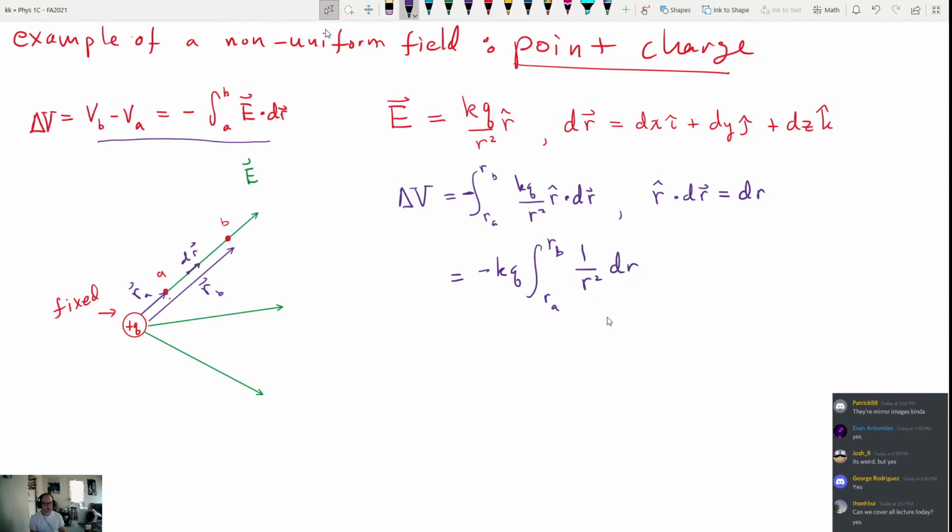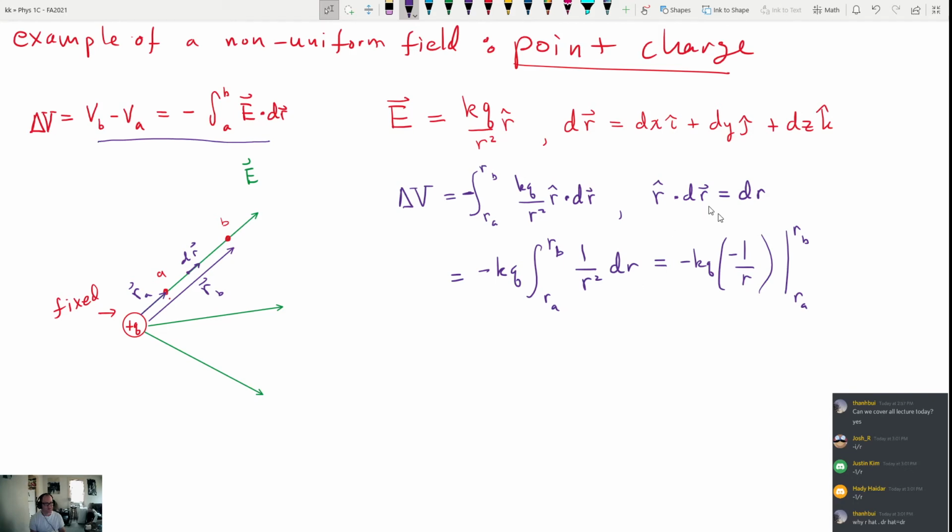What is the integral of 1 over r squared dr? What's that going to be? If I take the integral of 1 over r squared dr, what do I get? Natural log, sine, cosine, what do you get? Negative 1 over r, seems right. So this is equal to negative KQ times negative 1 over r, evaluated from r sub A to r sub B.